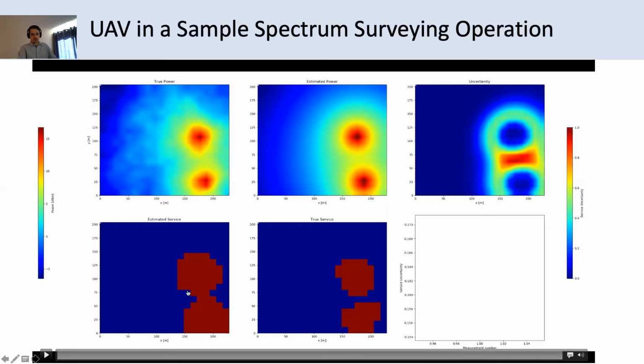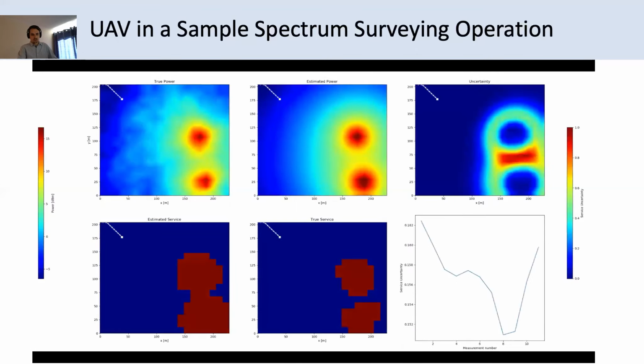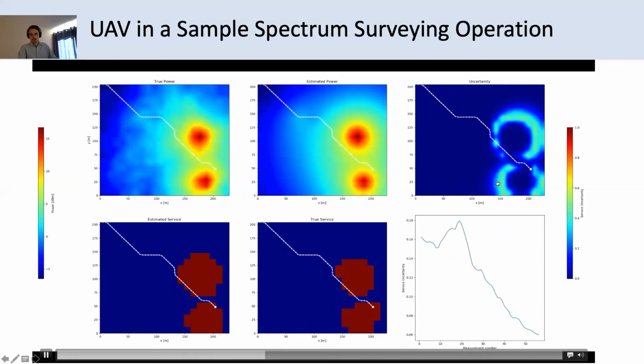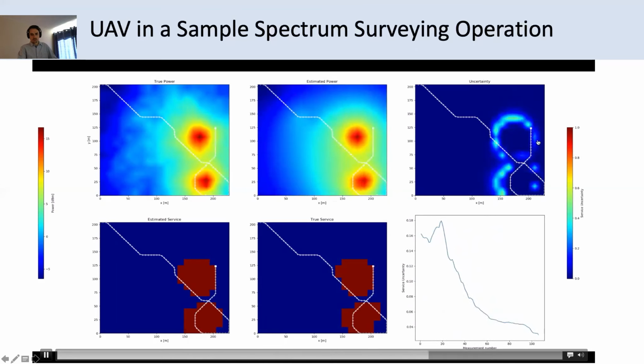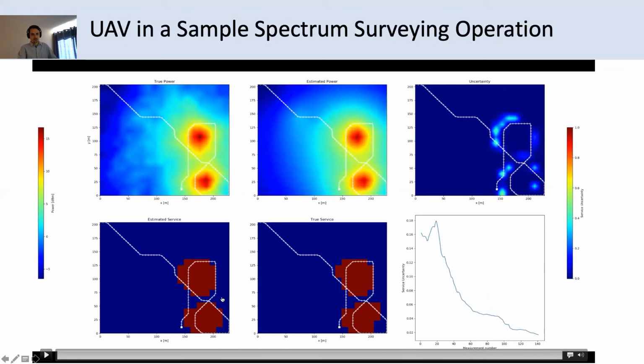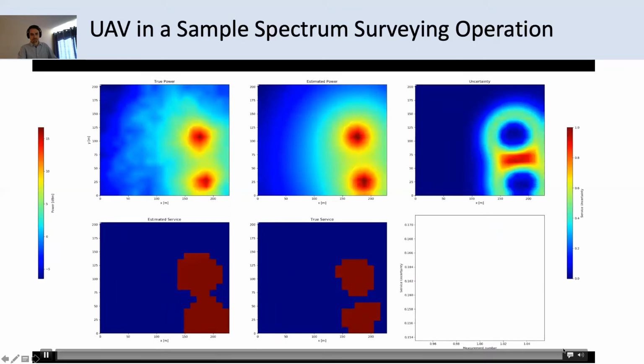These now correspond to the service map. So this is the service map estimate, and this is the true service map. And here we plot the total uncertainty versus time. So in this animation, we see we navigate to the areas of greatest uncertainty and quickly reduce the total uncertainty and obtain an accurate service map estimate, as can be observed by comparing these two figures.